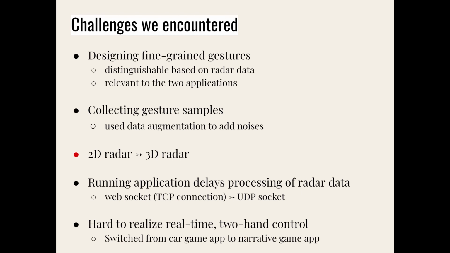Third, during the analysis of the 2D radar signal, we found that some important gestures are not distinguishable, for example, swiping up and down, which eventually forced us to use 3D radar. After switching to 3D radar, we are able to identify gestures that involve motion on the z-axis. As I mentioned, swipe up and down, and in addition, circle clockwise and circle counterclockwise.